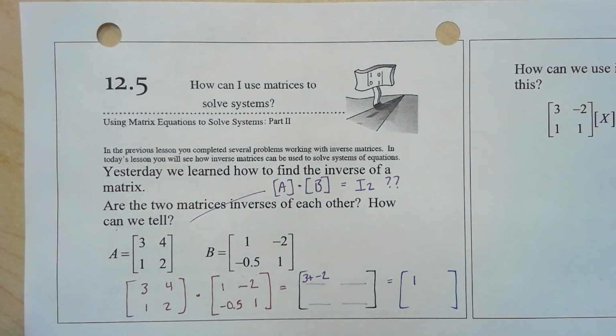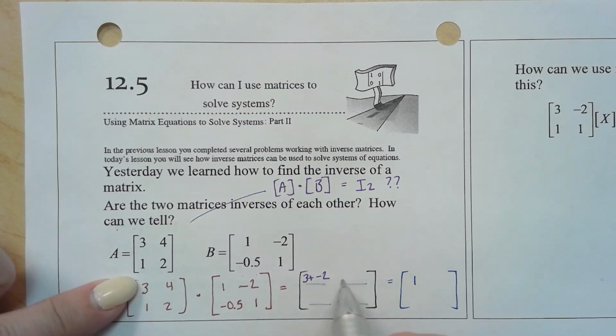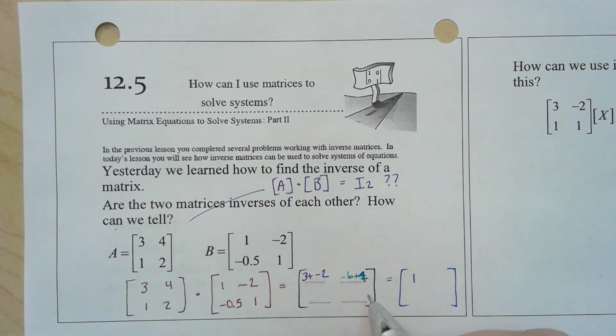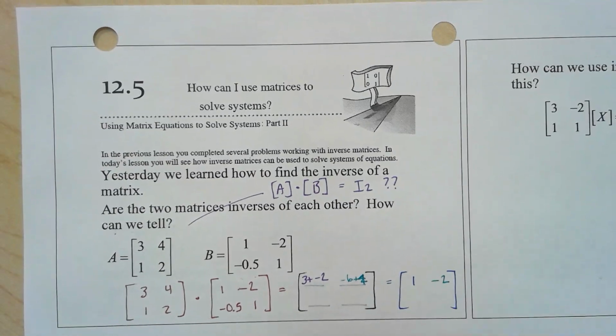All right, moving on. I'm going to go to the second column. 3 times negative 2 is negative 6. Move both hands. 4 times 1 is 4. I was already doing the addition. And when I add those together, I get negative 2.